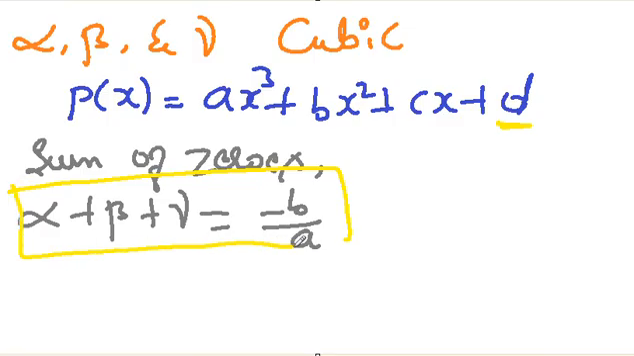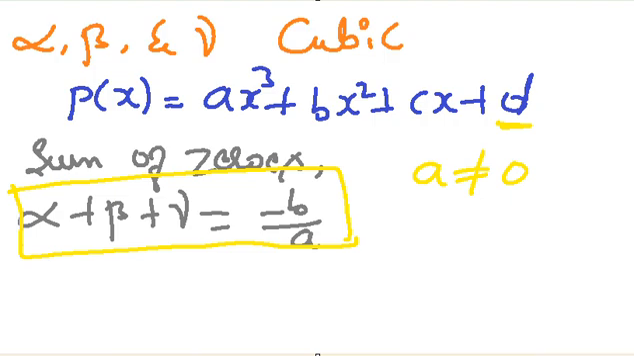a. Alpha plus beta plus gamma is equal to minus b by a, minus coefficient of x square divided by coefficient of x cube. Here also the condition is that a should not be equal to 0, because of the rational number condition, the denominator should not be equal to 0. If it is 0, we can't define the value. So a should not be equal to 0.